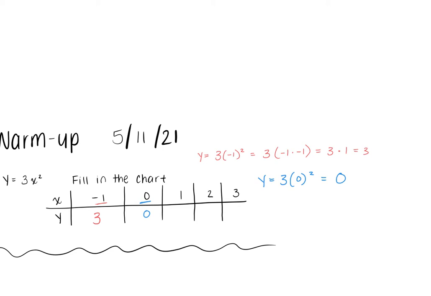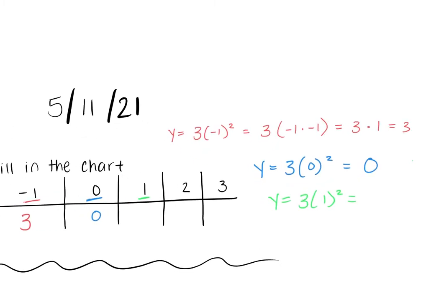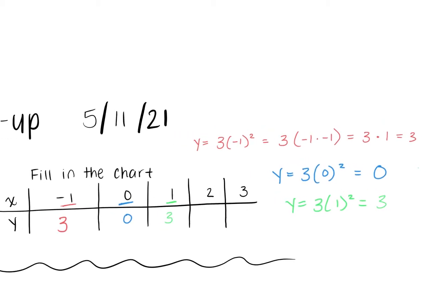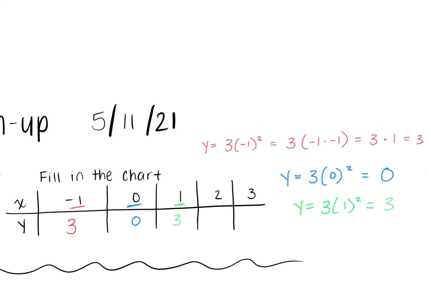What about if x was 1? Ashton, what did you get? It would just be 3. Very good. So we have 2 y values of 3. Do you guys see that? We have when x is -1, y is 3. And when x is +1, y is 3.